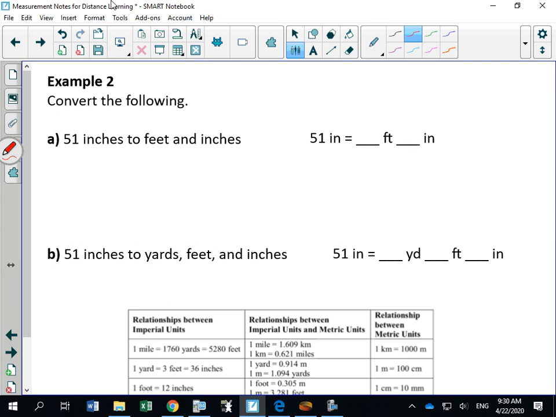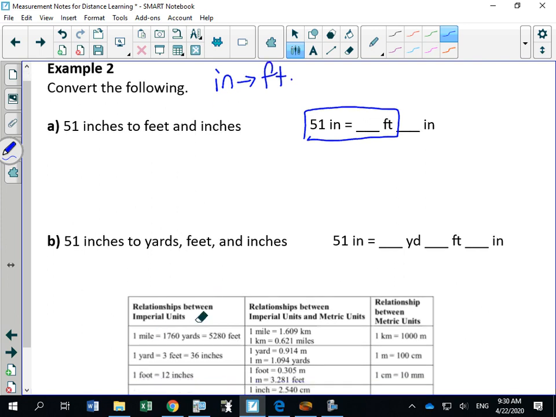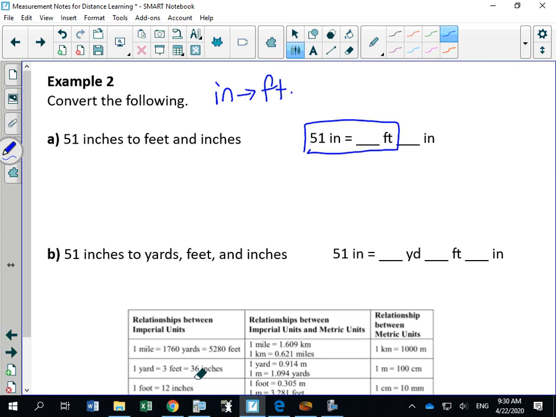So the first thing you do in order to answer this is we're first going to convert 51 inches to feet. So I'm going to look at my formula sheet, and I need to get the conversion for an inch to a foot, and it's right here. 1 foot is 12 inches. I'm going to write down that conversion. I always write down what my conversion is.